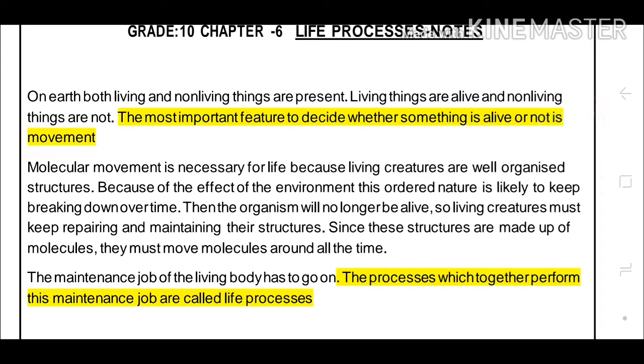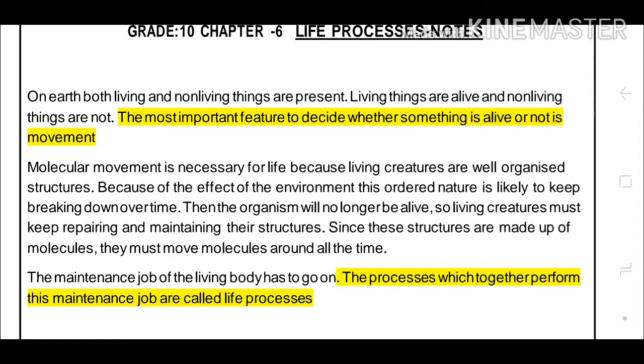On earth, both living and non-living things are present. Living things are alive and non-living things are not. The most important feature to decide whether something is alive or not is movement. Molecular movement is necessary for life because living creatures are well-organized structures. Because of the effect of the environment, this ordered nature is likely to keep breaking down over time. Then the organism will no longer be alive.